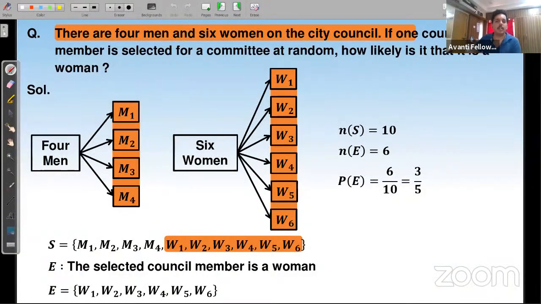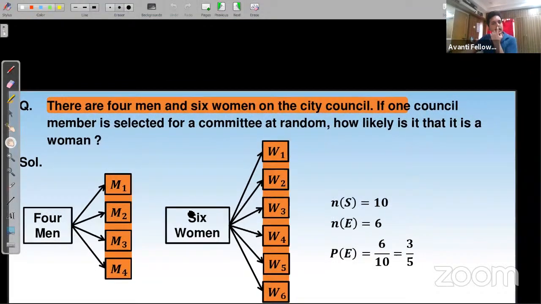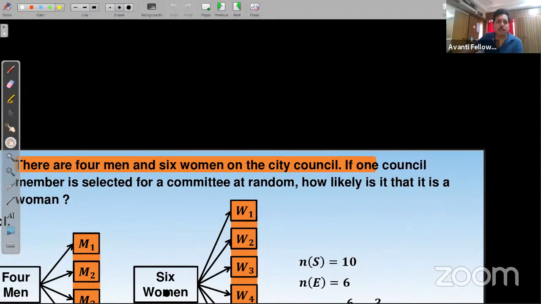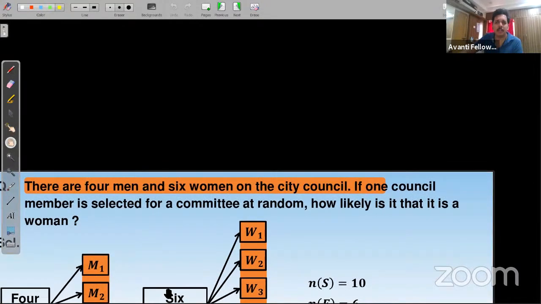Now another question. You guys are very fast, so please stay like that and give me the answer. There are 4 men and 6 women in a council. If one member is selected for a committee, how likely is it that it is a woman? Means one member is selected, and he is asking what is the probability for a woman.